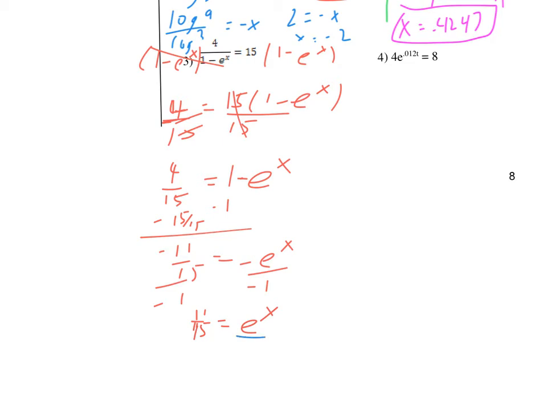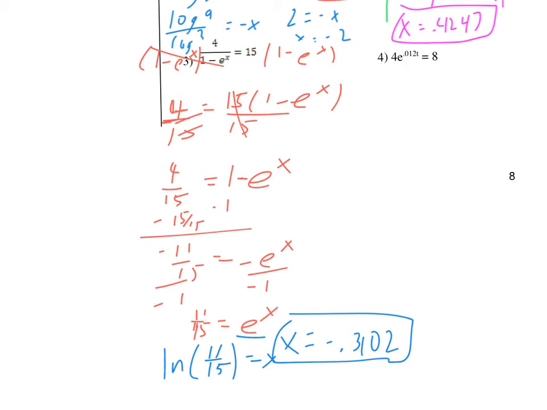So this is going to be a log base e, which is actually ln, remember? So ln of 11 over 15 equals x. And so I don't need to change the base formula here. Because it's base e, I can just use my ln of 11 over 15. I'll get my decimal approximation here, which is negative 0.3102.